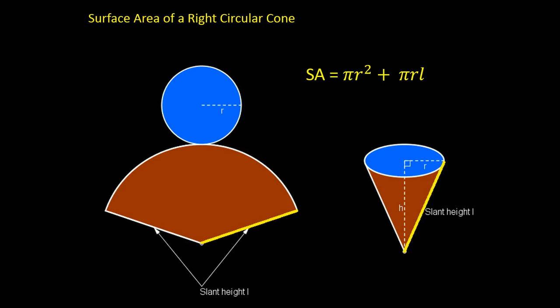Now the formula for surface area of a right circular cone is pi r squared, that's the area of the circle, plus pi r L. That's the area of the side of the cone, the part that looks like a sector of a circle. So r means radius, L means slant height. So to find the surface area of just the outside curved part of this cone, we are going to take pi times the radius of the circular base times the slant height L.